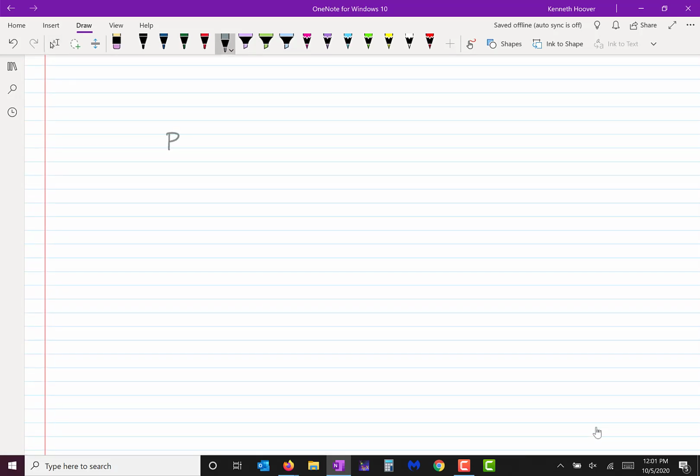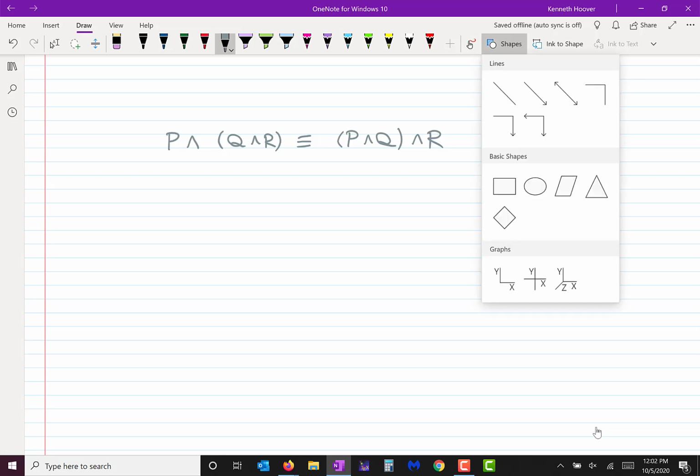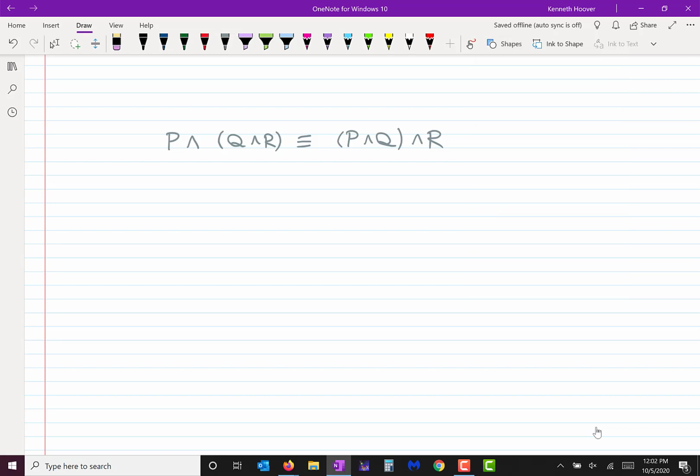It says P and (Q and R) is equivalent to (P and Q) and R. That seems, I think, pretty intuitive. The important thing is to notice that it can actually be proven using a truth table.